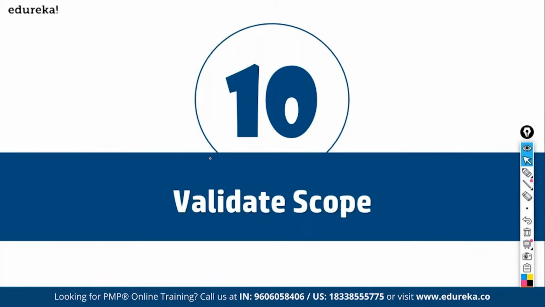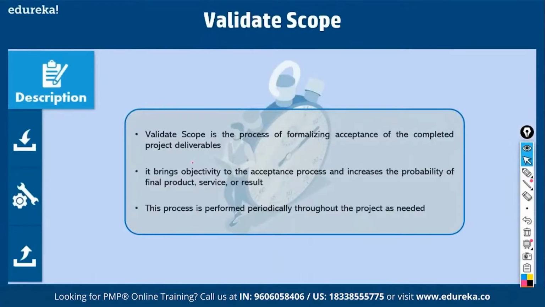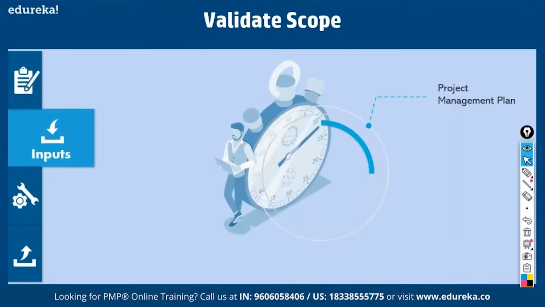So that is what is called validate scope. It's a process of formalizing acceptance of the completed project deliverables. It brings objectivity to the acceptance process. The project management plan tells you how to get this validation, especially the scope management plan. Then you have project documents. When you go to the customer for validation, he will ask you, where is the requirement documentation? I gave you sign off. So you have to show him the requirement documentation. Then we saw that we have to maintain the requirement traceability matrix.